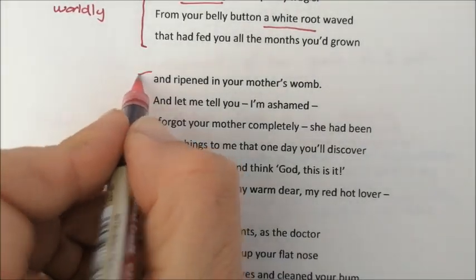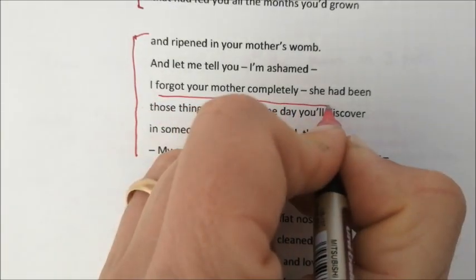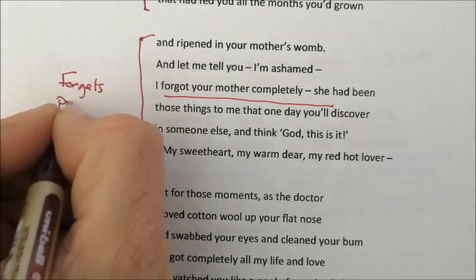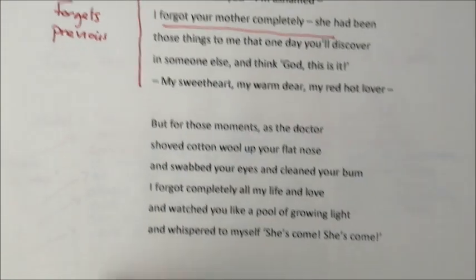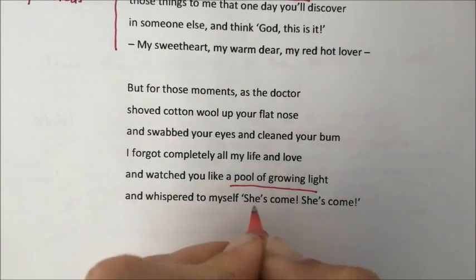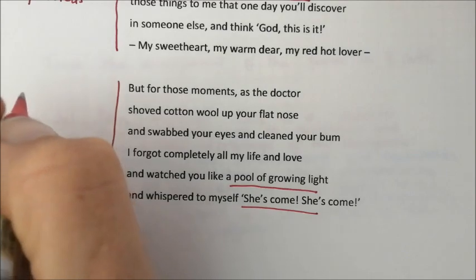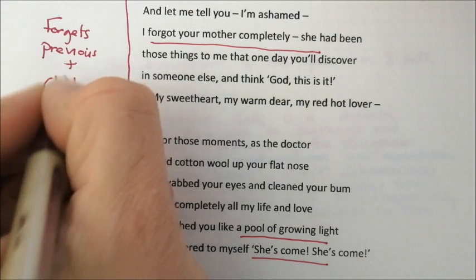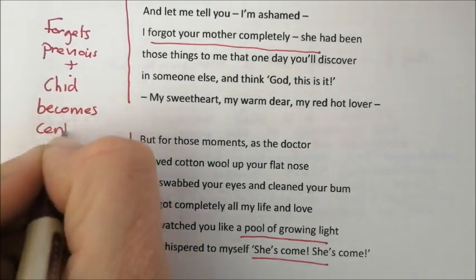Then we've got this next section about how he forgets the mum. I forgot your mother completely. And so he forgets his previous life. And actually, who is it that replaces the previous life? Well, we know by the time we get to the end down here that it's this child, this pool of growing light who's arrived. So we can link these two together here. Forgets previous life, and the child becomes central.